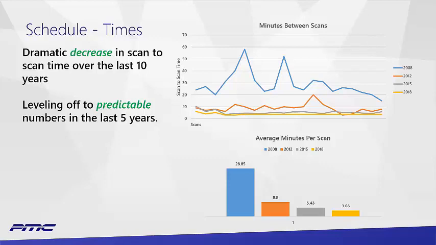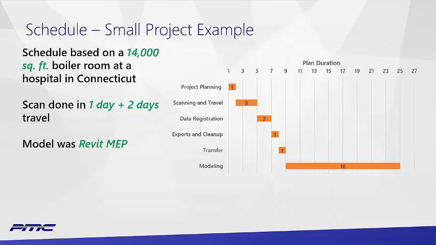So if someone says they're going to be on site for a week, they're going to be on site for a week. They should never tell you they're going to be on site for a week and have to extend it to 2 weeks. That just doesn't need to happen anymore. And the same sort of transformation that occurred on the hardware side with the scanning has also occurred on the software side, where the processing minutes per scan used to be all over the map, and now it's very stable and very predictable.